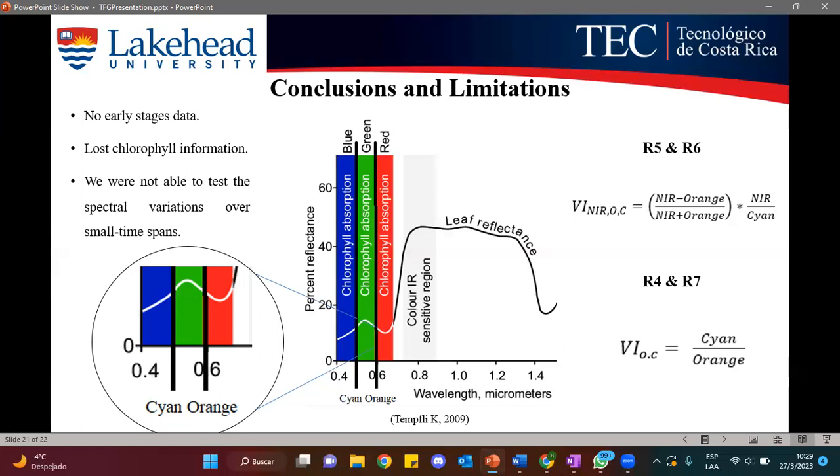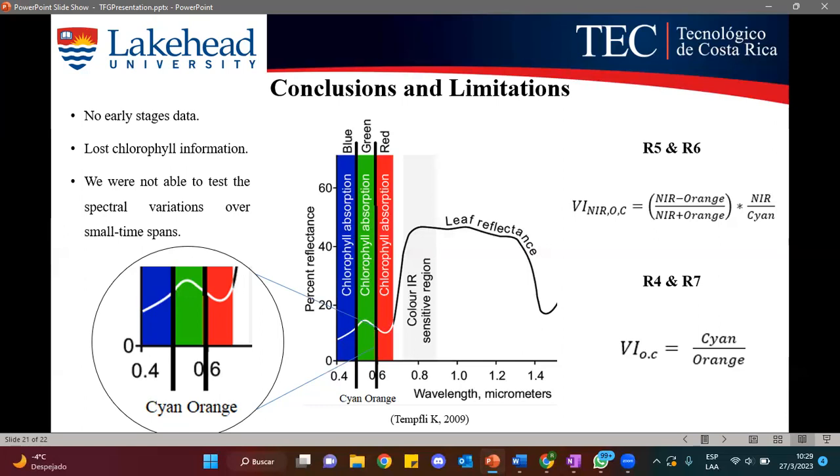For near infrared, there is a major increase on the middle stages. These are stages where chlorophyll and carotenoid concentrations are expected to be higher, so it explains the high near infrared reflectance. And cyan remains pretty much the same between all the stages.